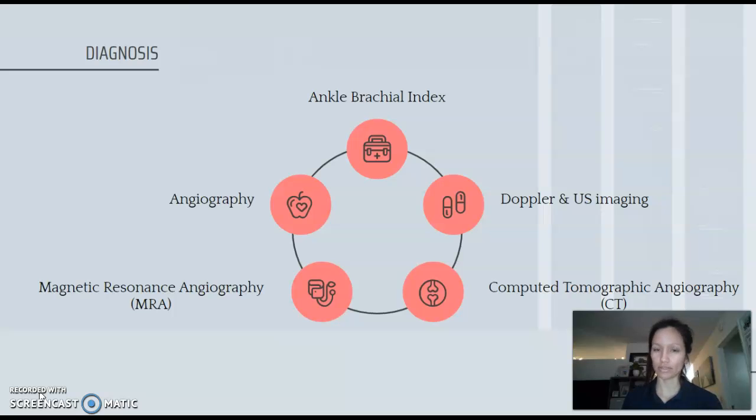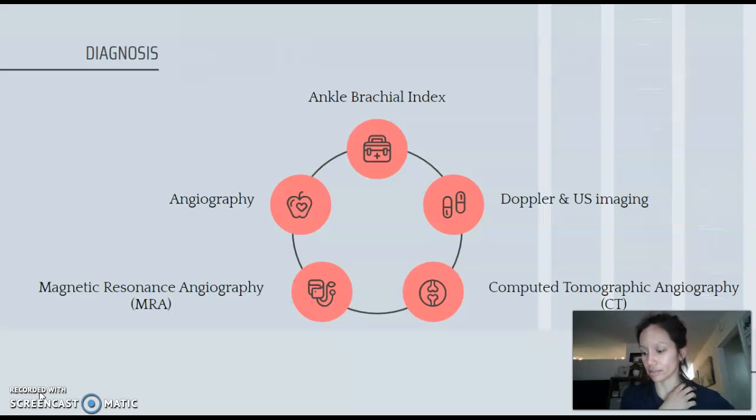Diagnosis. So diagnosis here is going to begin with the physical examination. The healthcare provider will check for weak pulses in the legs. The examination may include any of these. The ankle brachial index is what we learned in class, so I'm just going to cover quickly a few of the other ones.